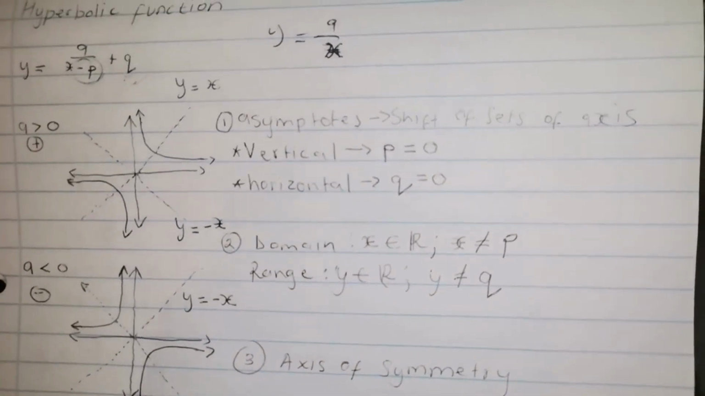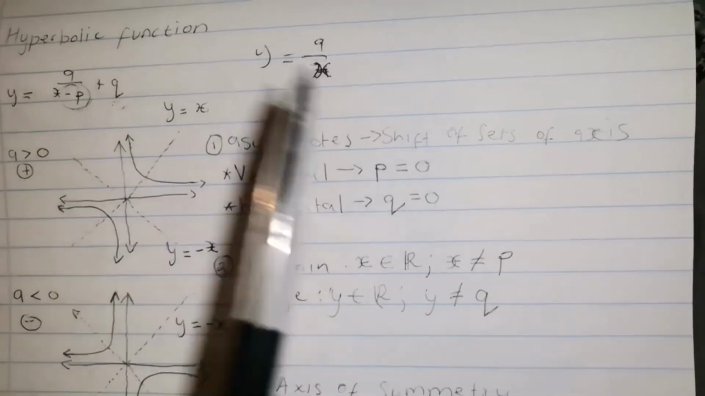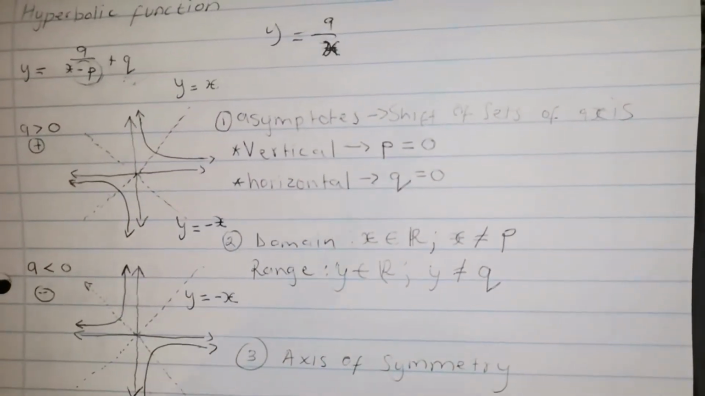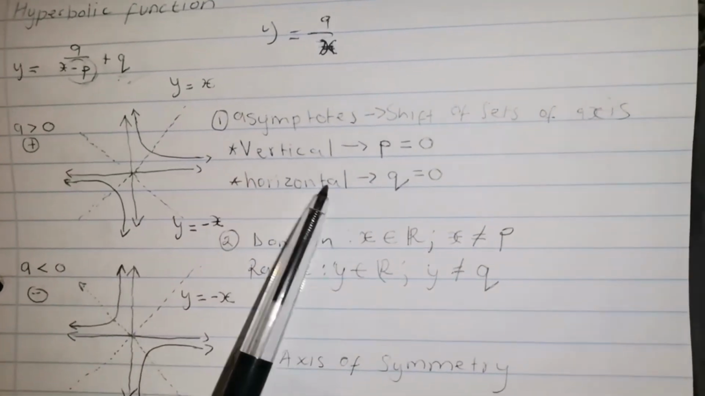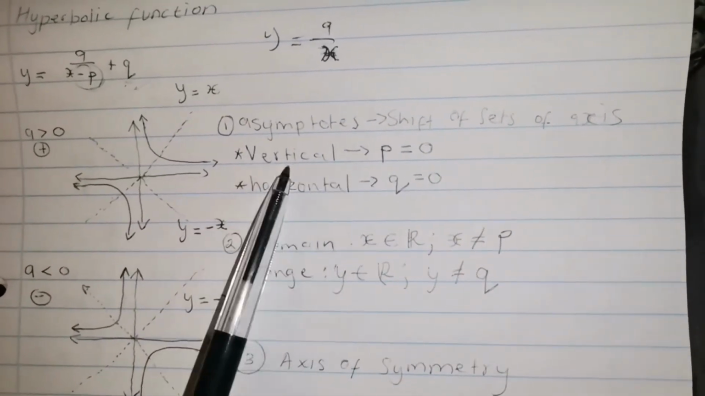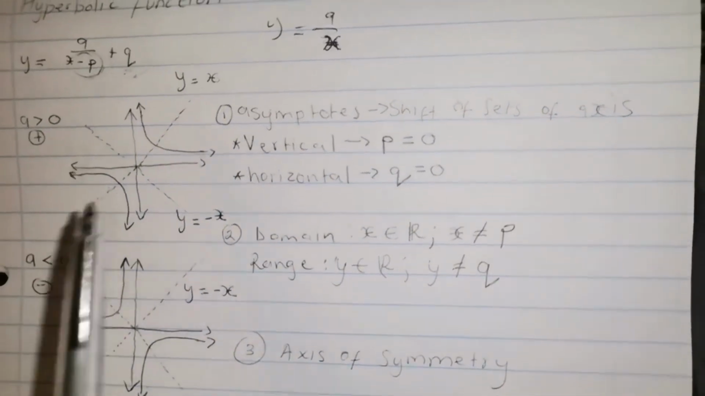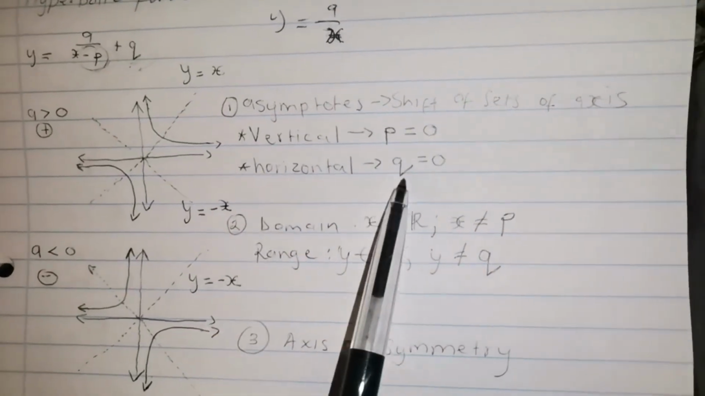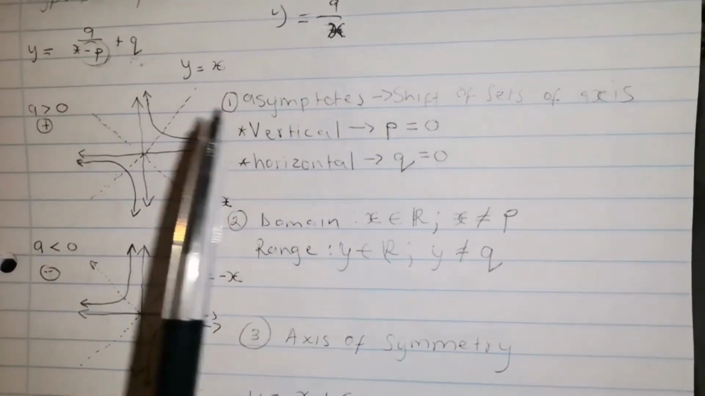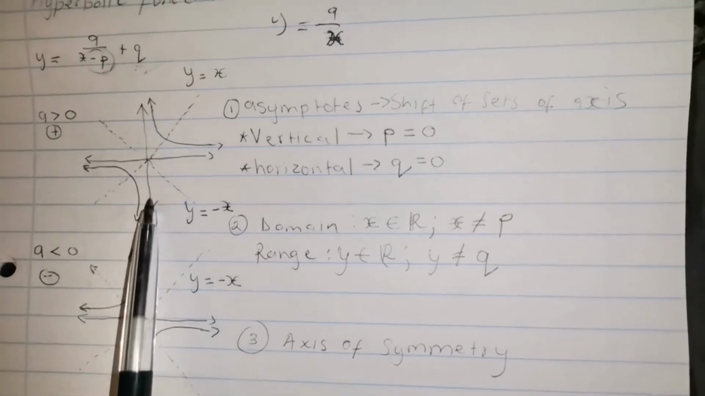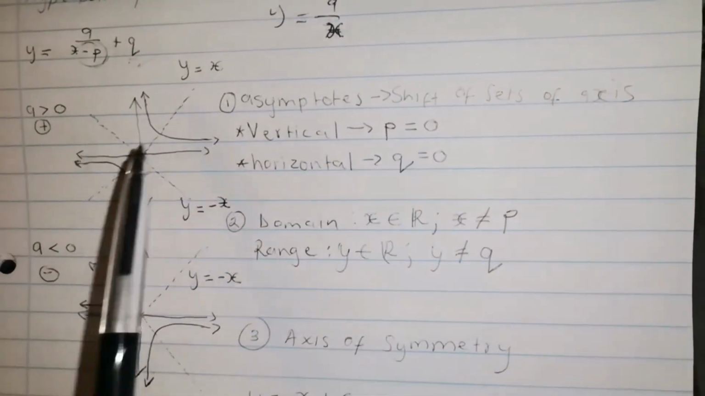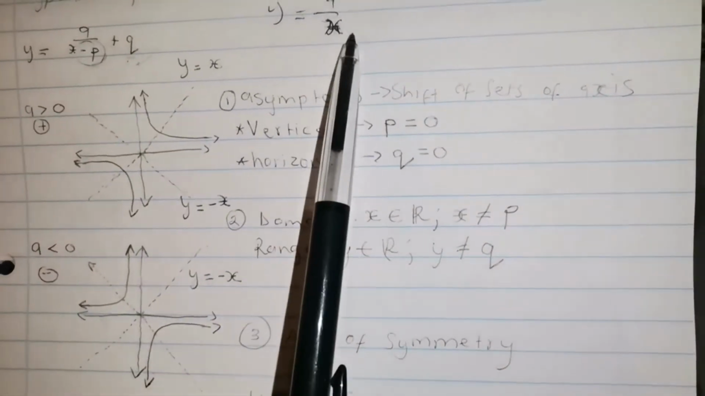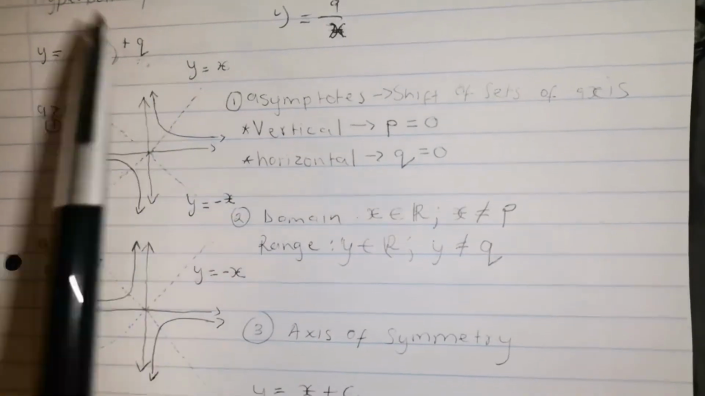Now we're going to deal with asymptotes. Shifts of the set of axes, that's the meaning of asymptotes. On this graph we have asymptotes, both vertical and horizontal. The value of p is our vertical asymptote. In this case, in grade 10, the value of p is equal to 0. In grade 10, the value of q is equal to 0. This is our horizontal asymptote. Hence, this graph does not touch the y-axis and the x-axis, because the value of p is 0 and the value of q is 0. Here it is x minus 0, plus 0, our q. Simple, guys.